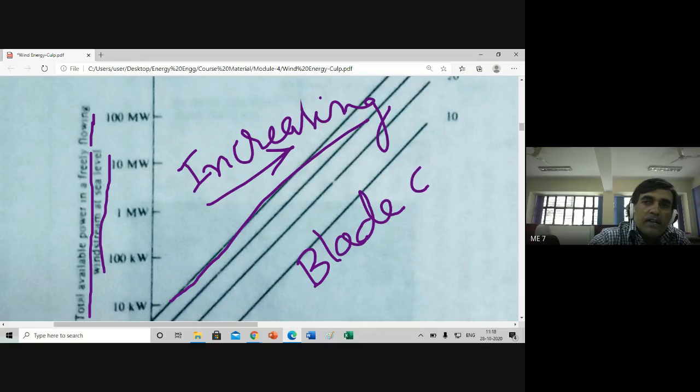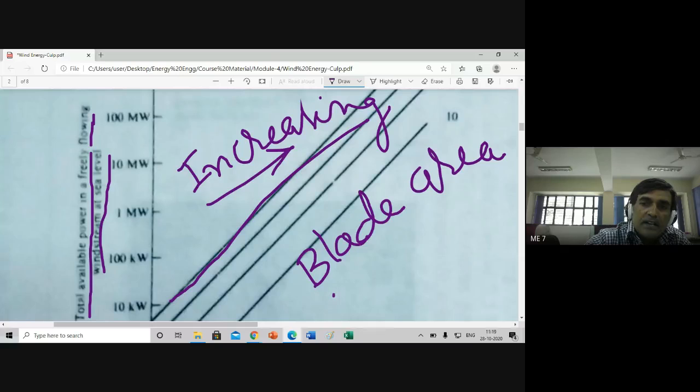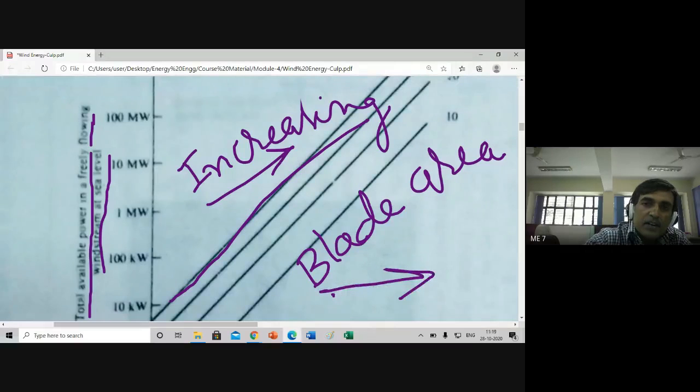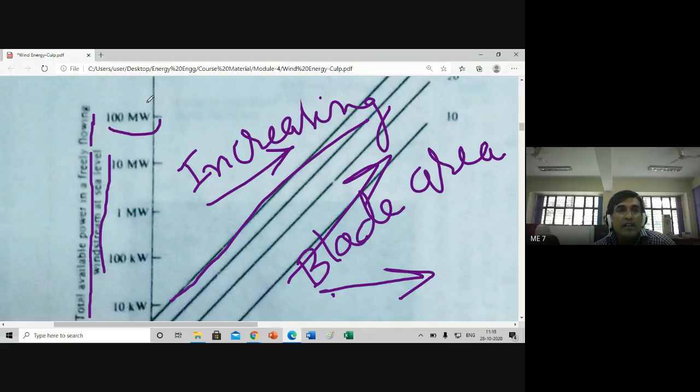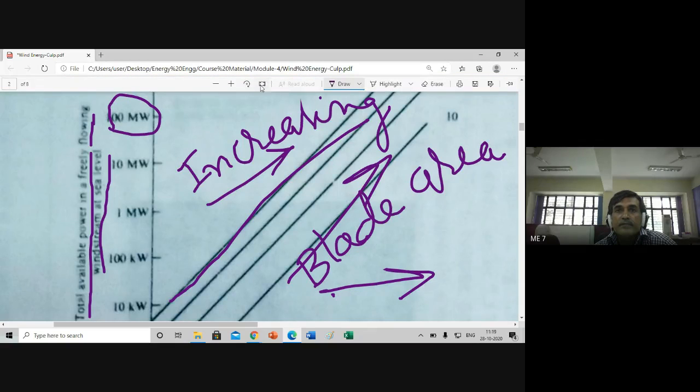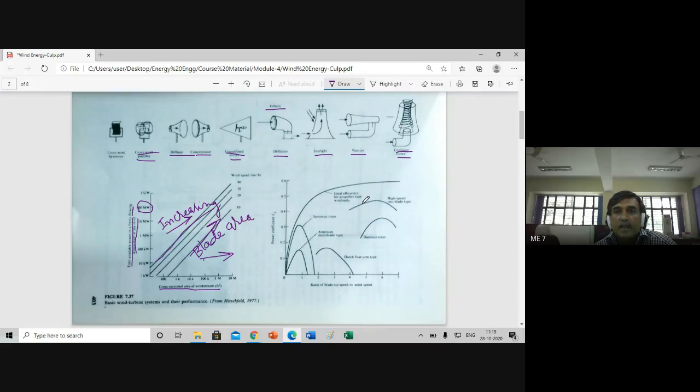Blade area is increasing, wind power also increasing like this. Available power up to 100 megawatt. We can get it. Now let us look at this performance curve.